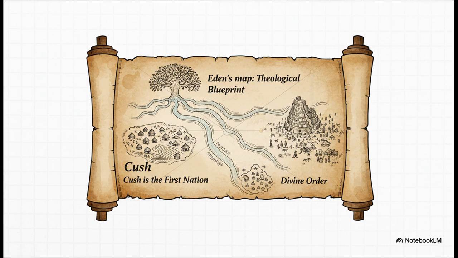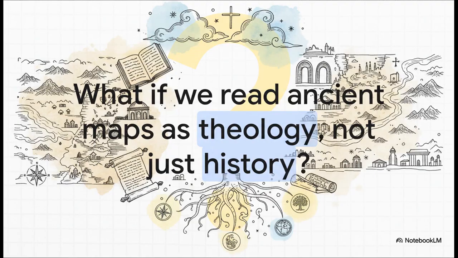So let's wrap this all up. The Genesis map of Eden, it can be read as a theological blueprint. It lays out the geography of future nations like Assyria, Babylon, and Cush. But, and this is the big but, biblically, Cush is presented as the first nation, with a clear line of continuity from before the Tower of Babel. And what that suggests is that this map is less about historical dates and way more about a divinely prefigured order for the world. And that leaves us with a pretty fascinating question, doesn't it?